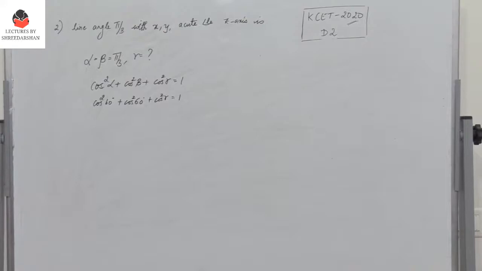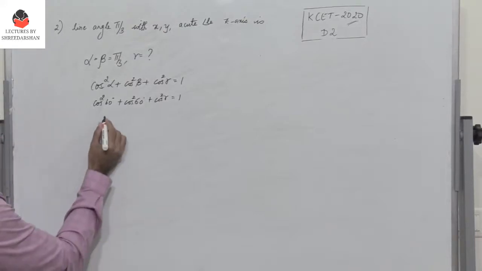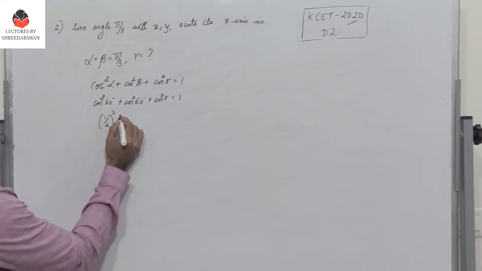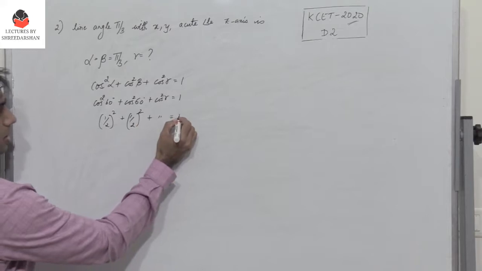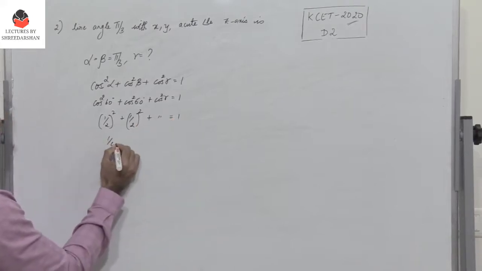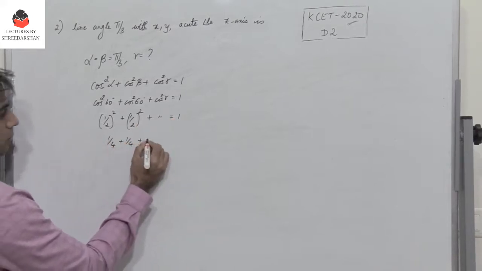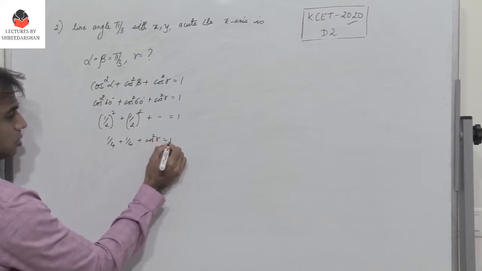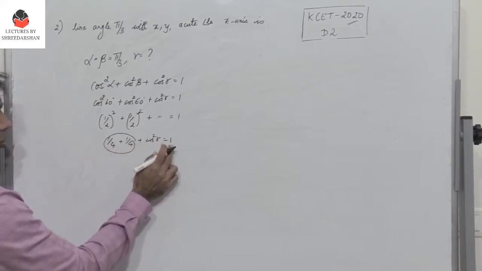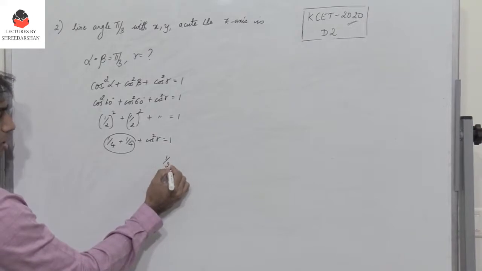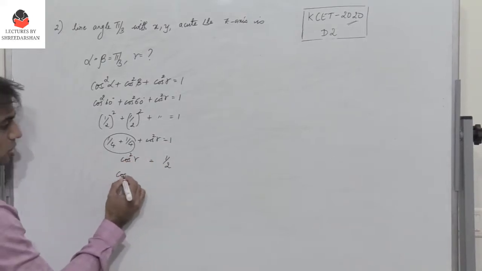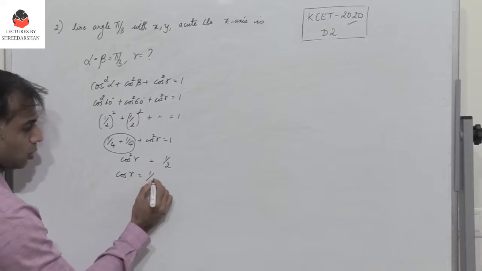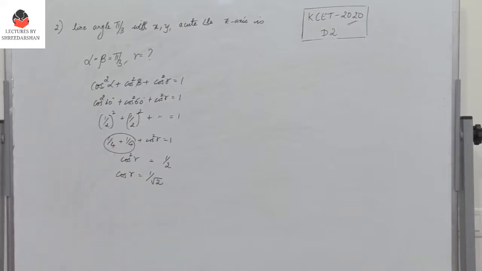So we know that cos 60 is 1 by 2. So I have 1 by 2 the whole square plus 1 by 2 the whole square plus cos square gamma equals 1. So this is 1 by 4 plus 1 by 4 plus cos square gamma equals 1. So this is 1 by 2 here. So 1 minus 1 by 2 is 1 by 2 again. So I have cos square gamma equals 1 by 2. So what is cos gamma? It is 1 by root 2.